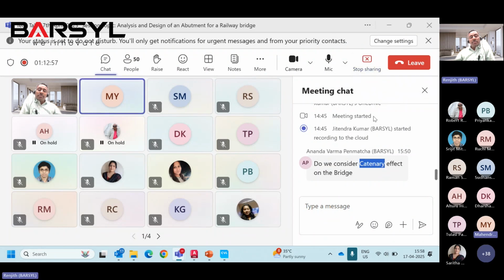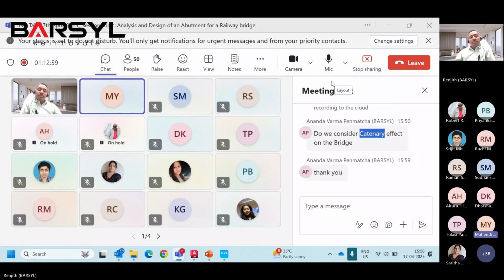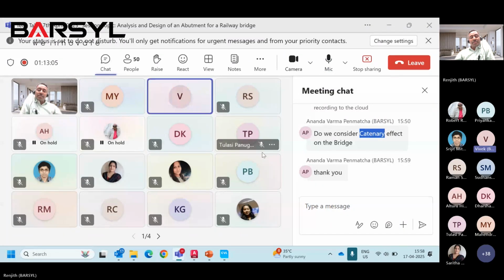Okay. All right. Team, any other questions? Ranjit ji, any question? Yes, sir. I want to ask one question regarding RDSO standard bridges design.